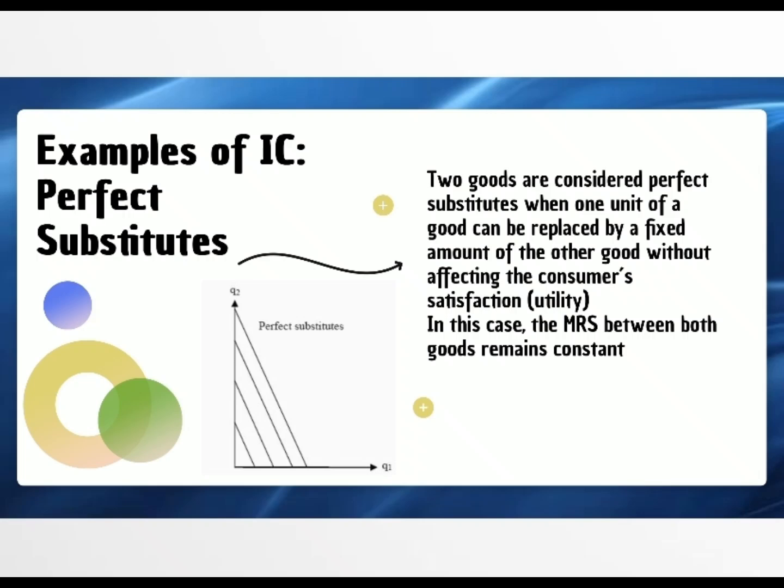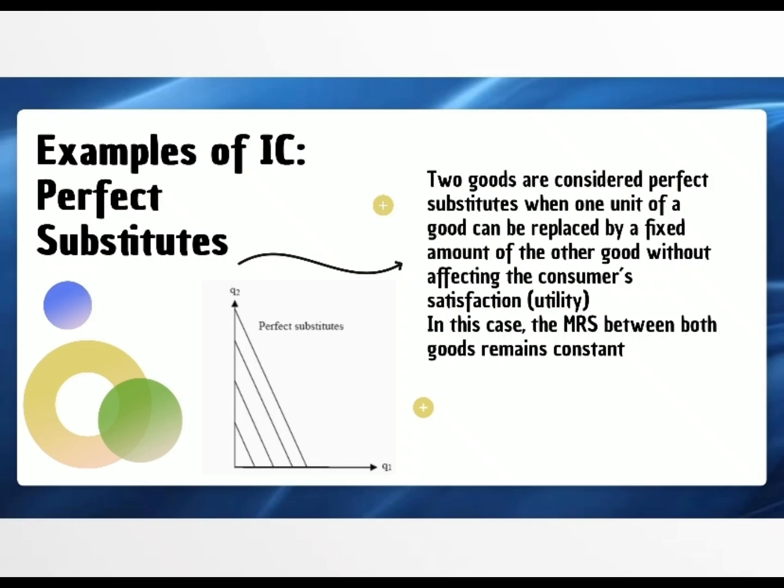If not, it wouldn't make sense. The example of a perfect substitute. Two goods are considered perfect substitutes when one unit of a good can be replaced by a fixed amount of the other good without affecting the consumer's satisfaction, meaning utility. In this case, the marginal rate of substitution between both goods remains constant.